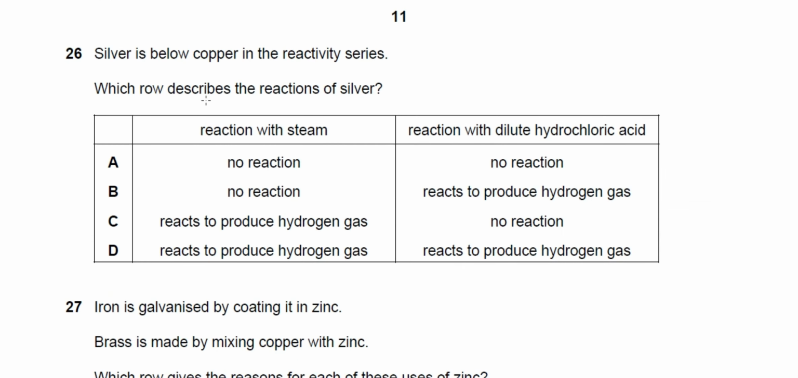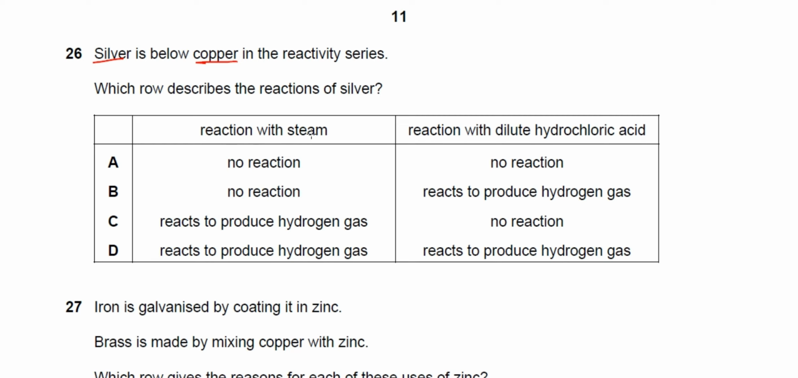Question 26. Silver is below copper in the reactivity series. As I clearly mentioned above, if something is more reactive than the other, it will displace it. So copper is more reactive than silver. Remember that copper is more reactive than silver from this statement. Which row describes the reaction of silver?